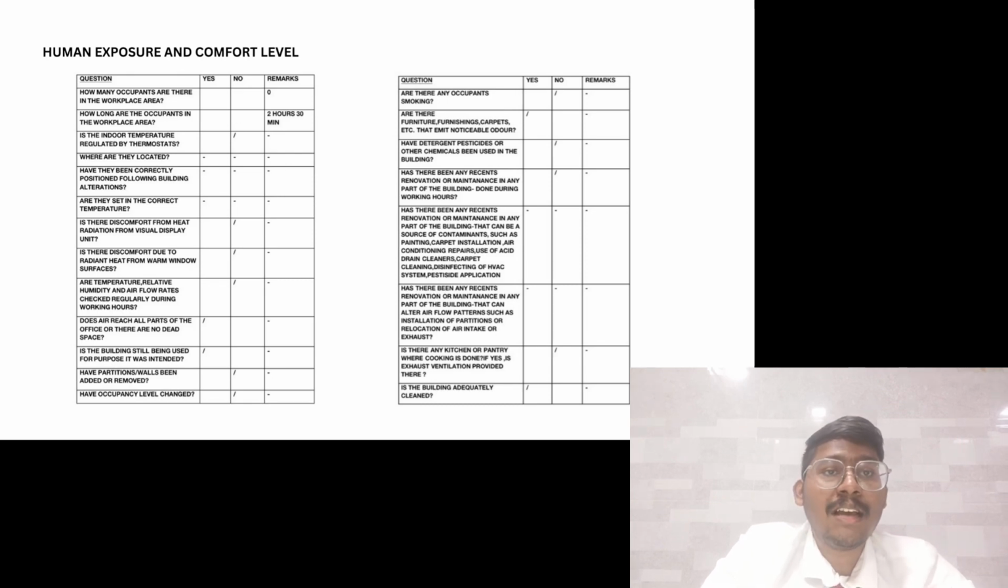As for the walkthrough inspection, we conducted a few questions to answer yes or no. The questions are such as odor, uneven temperature, overcrowding, and many more, as you can see from the slides. The walkthrough inspection is divided into 4 categories. The first is general. Second is human exposed comfortable limit. The questions are like, how many occupants are in the workplace area? The third is potential source of contaminants.